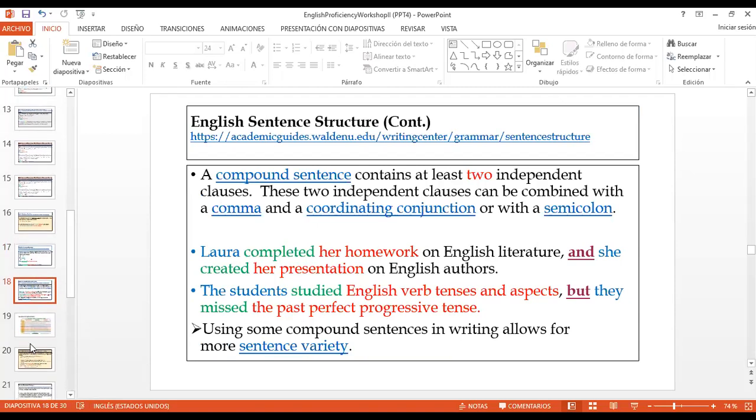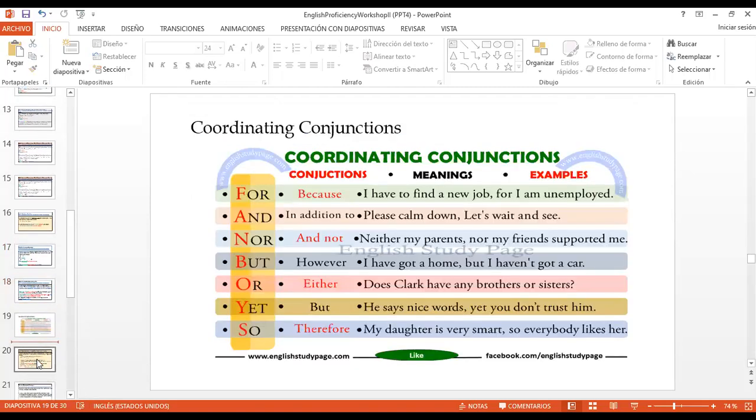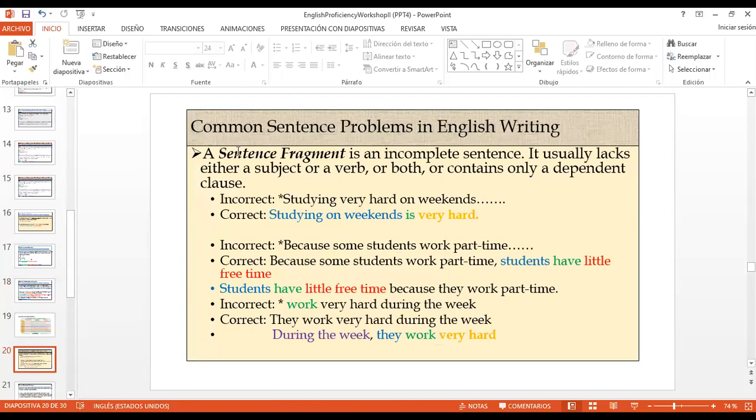Okay, but we have problems, as we said. Then you read the coordinating conjunctions. You have some problems, yes? As for example, fragments, sentences that are incomplete, yes? Incorrect, for example: studying very hard on weekends. So what? It's only a part of the sentence. Studying on weekends is very hard.